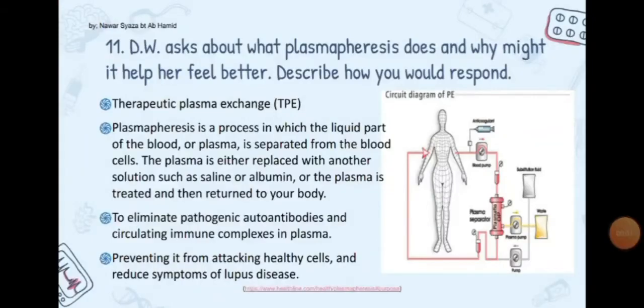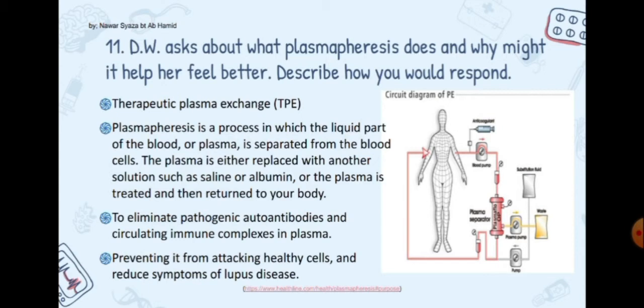Question number 11. DW asks about what plasmapheresis does and why it might help her feel better. Describe how you would respond. So plasmapheresis is also known as therapeutic plasma exchange, which means that the plasma is exchanged for therapeutic purposes. It is a process in which, by using a machine, the liquid part of the blood, which we call plasma, is separated from the whole blood. Then the plasma is either replaced with another solution such as saline or albumin, or the plasma is treated and then returned back to the circulation in the body.